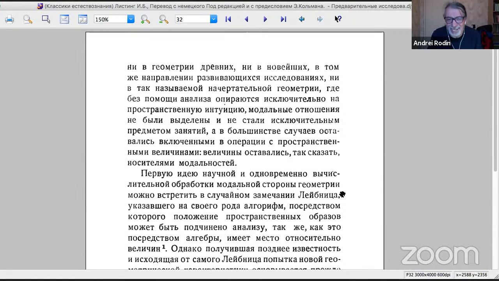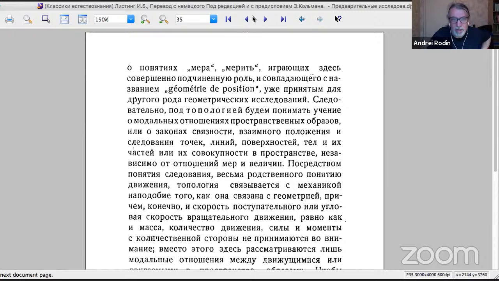Но вот этого, видите, оказывается, достаточно. То есть, собственно, топологии там нет. Здесь, конечно, что ни на есть топология, но когда он говорит: «Следовательно, под топологией будем понимать учение о модальностях» — я проверял немецкий текст, там действительно «модальность», почему-то — «отношения пространственных образов, законах связи». Ну, то есть какая-то все-таки мутная формулировка, я бы сказал.